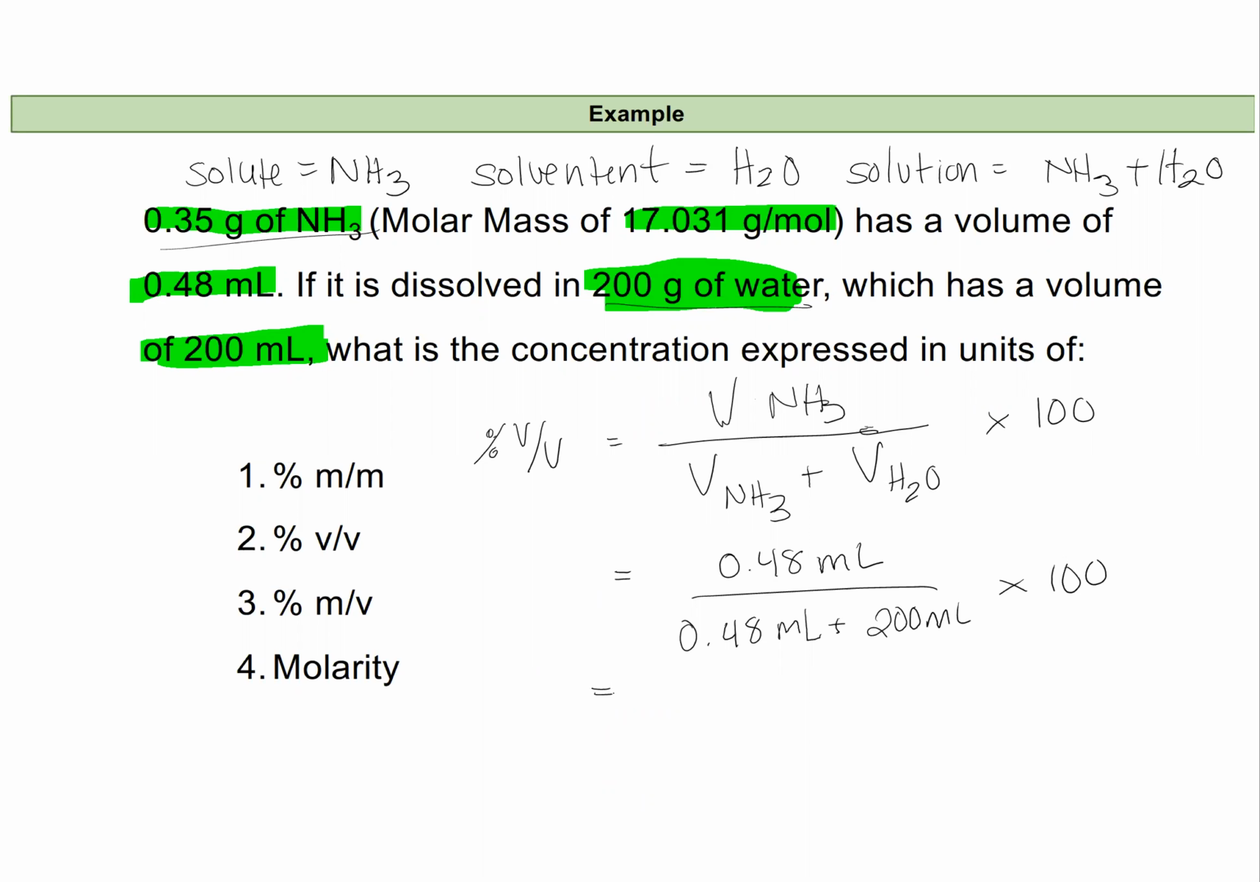So this is starting to look a lot like that mass-to-mass problem. It's a little bit different, though, because of the density of our solutions here. So it'll be 0.48 divided by 200.48, times 100, rather than the 0.35 that we did before. And we get an answer that's 0.239%, which again is still very small, but it's almost twice as big as what we had before, or maybe 50% bigger.